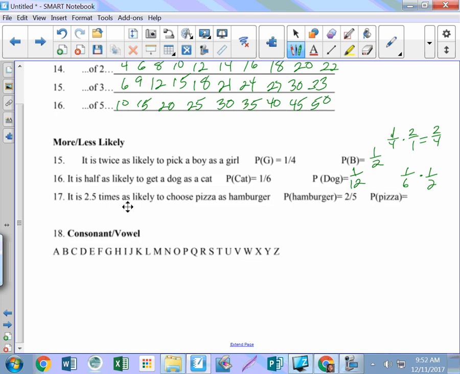It is 2 times as likely to choose a pizza as a hamburger. Hamburger is 2/5. I would change 2/5 to a decimal. 2/5 as a decimal is 0.125. So I would have taken 0.125, multiplied it times 2.5, and that gives you 0.3125.